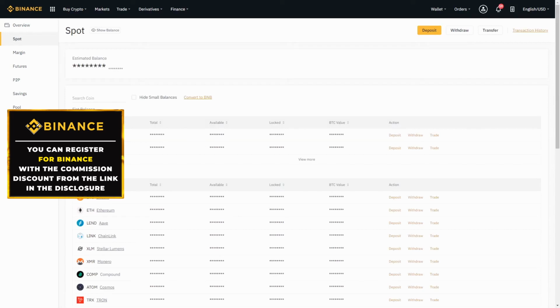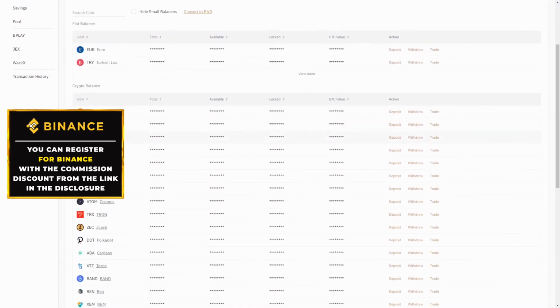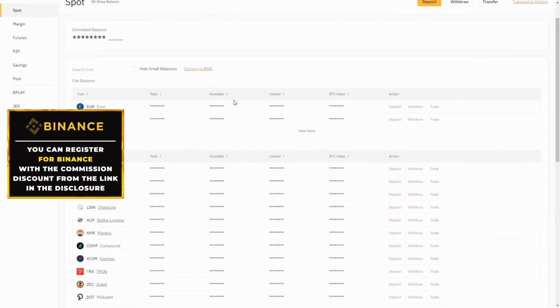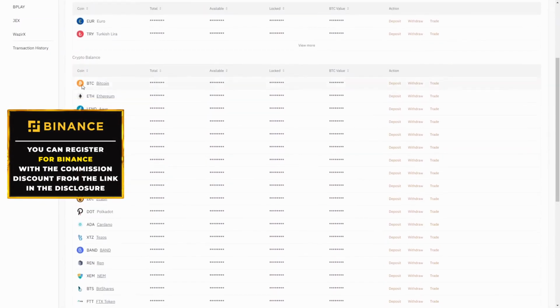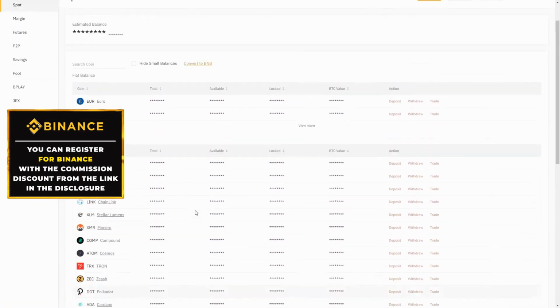Going back to the Spot wallets, you can see here that I have a variety of different assets. So right now I've hidden my balances so you can't see how much in each asset I have, but you can see that I hold all of these different assets.